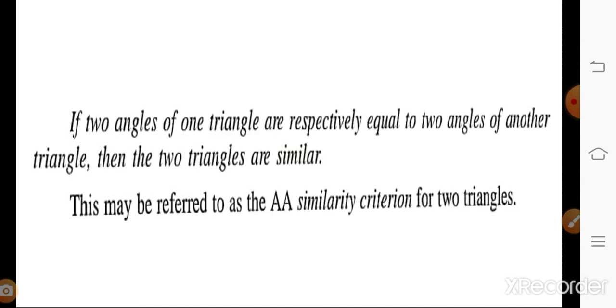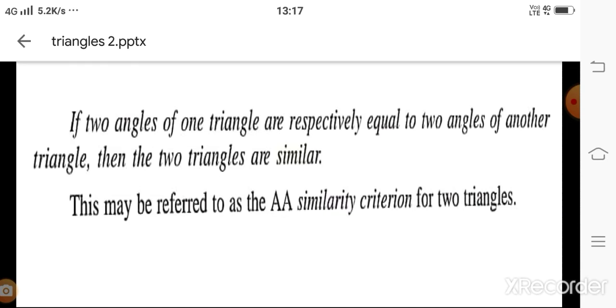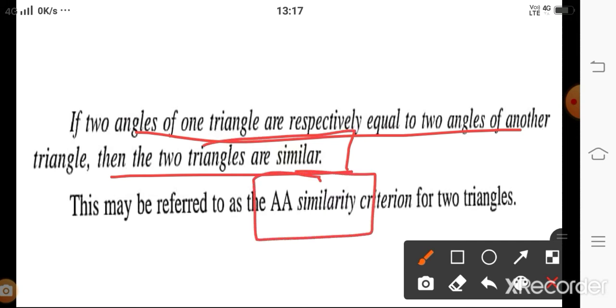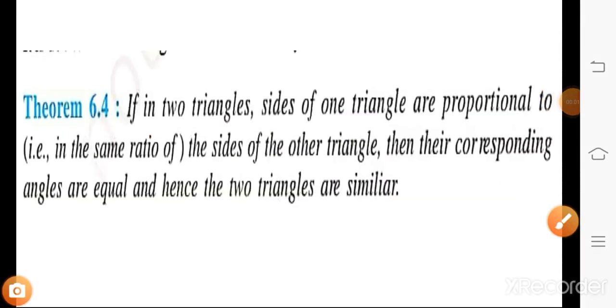If two angles of one triangle are respectively equal to two angles of another triangle, then the two triangles are similar, and we use the criterion called AA similarity. It means if two triangles are given to you in the question, then you just have to show two angles equal. Let's prove another theorem.